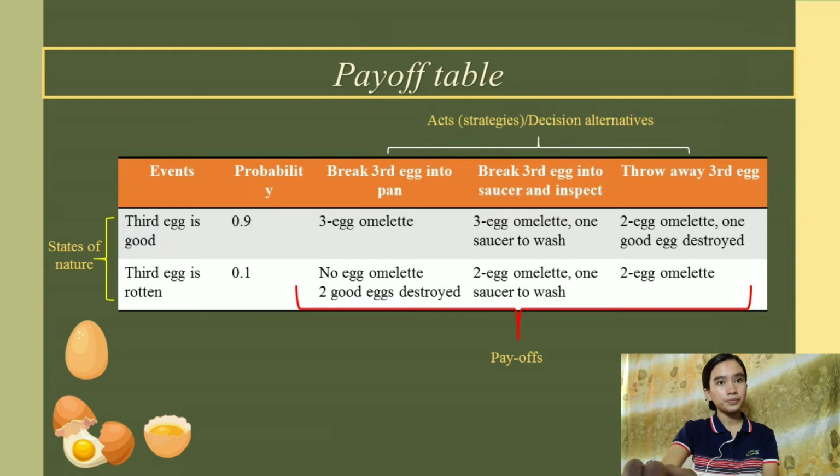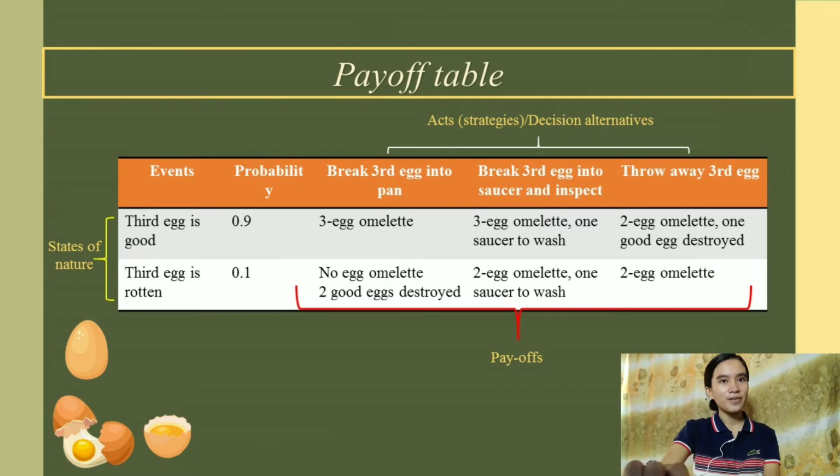Pwede nating break the third egg into the pan. So directly nating i-break. So break third egg into saucer and inspect. So magkuha muna tayo isang tasa, tapos i-check muna natin, isihiwalay muna natin siya para makasigurado kung bulok siya or hindi. And the third alternative is to throw away the third egg. So hindi pa natin nabubuksan, itapon na lang para walang problema.